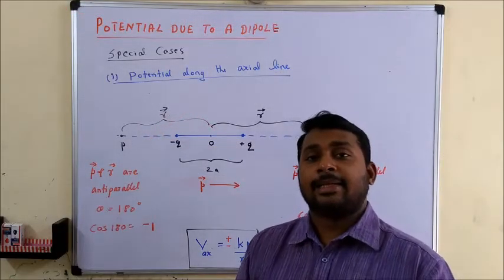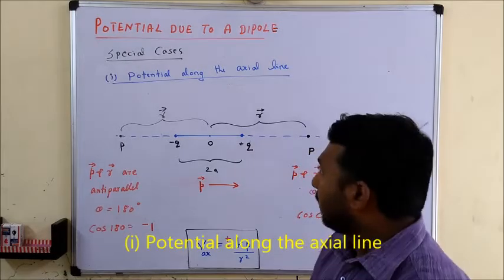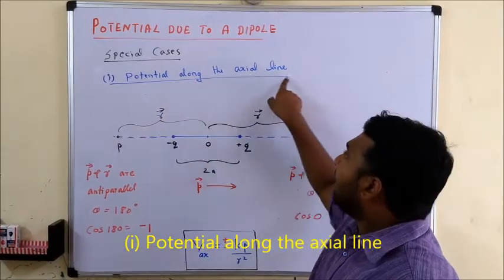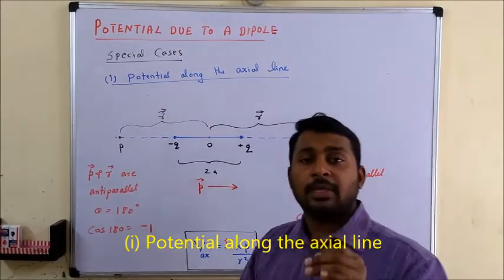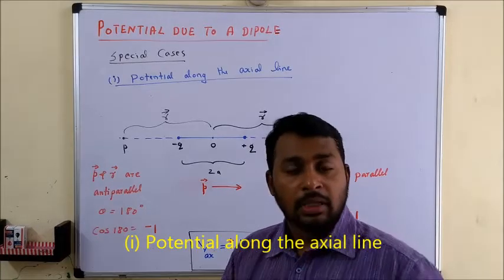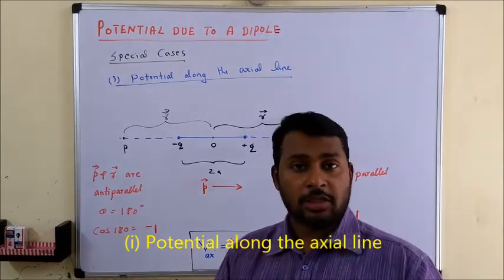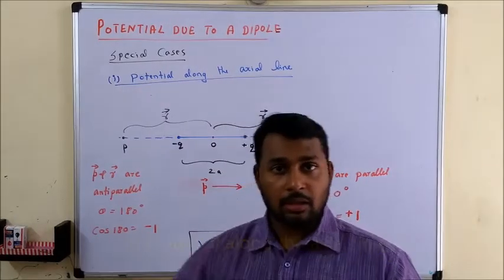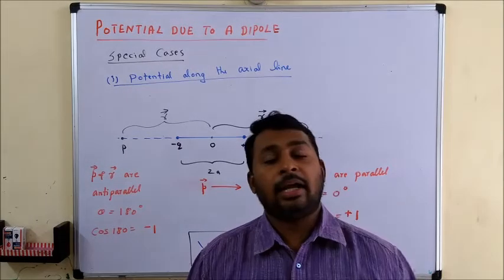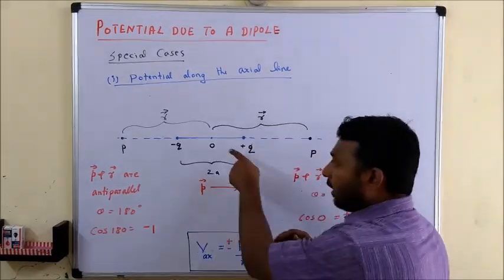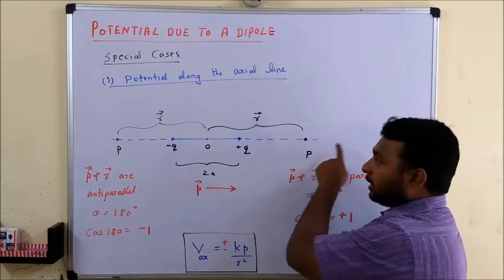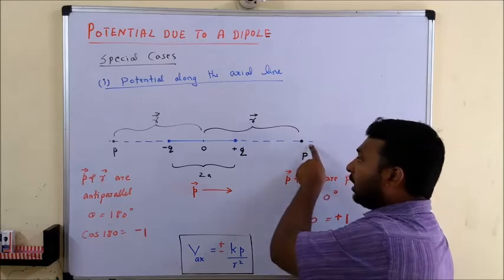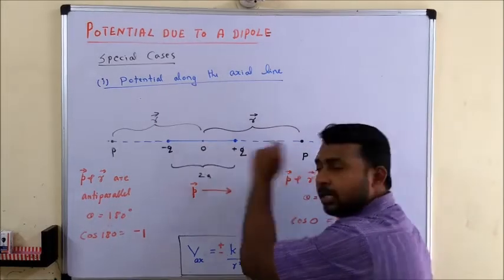Now the special cases. Special case number 1: the random point P is along the axial line. If the point P is along the axial line of the dipole, then what will be the total potential? Along the axial line means it can be on the left-hand side or the right-hand side. First, I consider the point P here on the axial line, the dotted line, at a distance r from the center of the dipole.